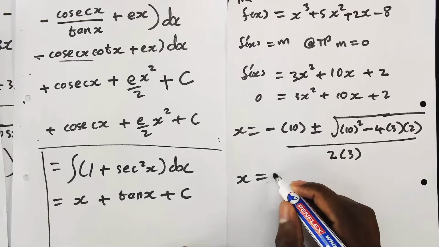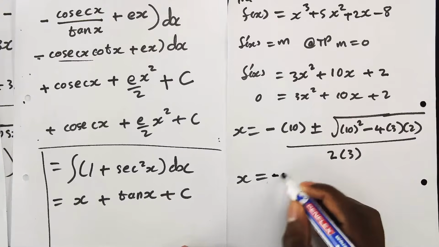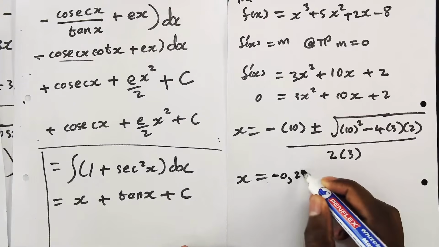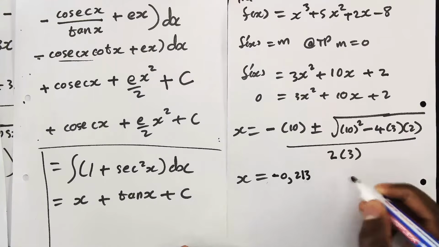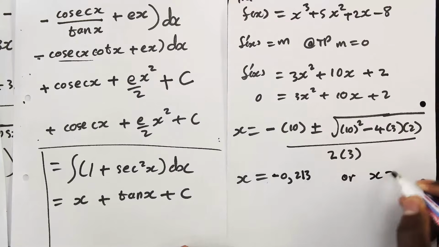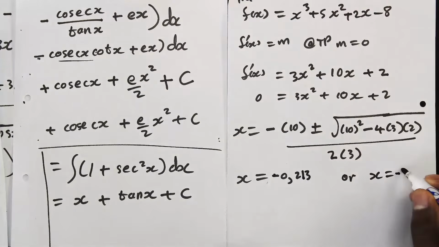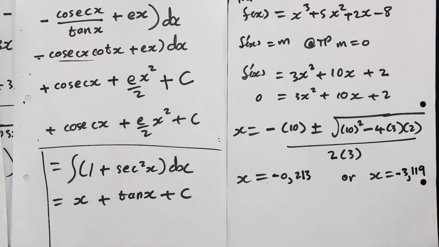It's negative 0.213, or x is equal to negative 3.119. So that is the value we're getting.